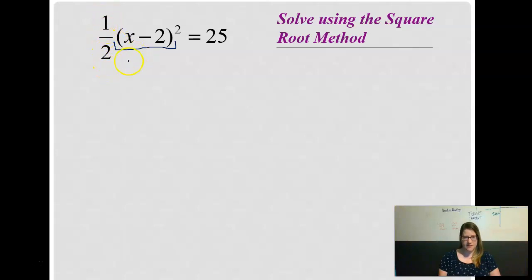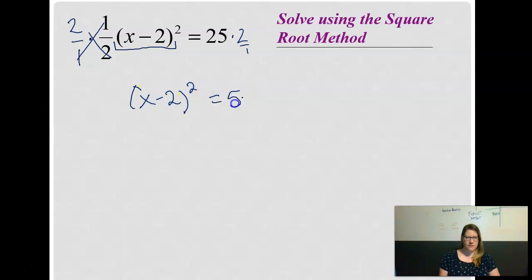Multiplying by 1/2 is the same as dividing by 2. So I need to undo divided by 2. So I'm going to multiply both sides by 2. Or I can think of multiplying by the reciprocal of the fraction, because 2 over 1 times 1 over 2 will just go to 1. But I need to do that to this side also, right? So I have x minus 2 squared equals 50, or 50 divided by 1, which is just 50.